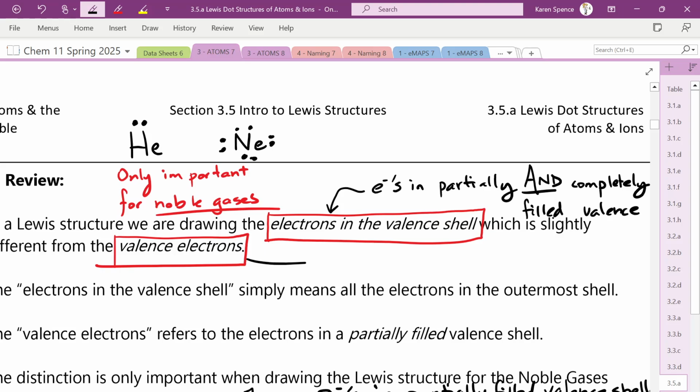I don't want to get you too tied up in this. I'm never going to have you defining electrons in the valence shell versus valence electrons. That's such weird, silly little semantics. All I need you to know is, yes, draw electrons for noble gases, please, in Lewis structures. Is that good? Okay.